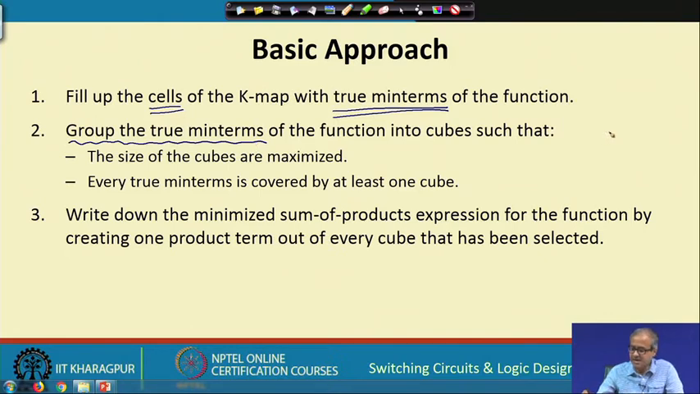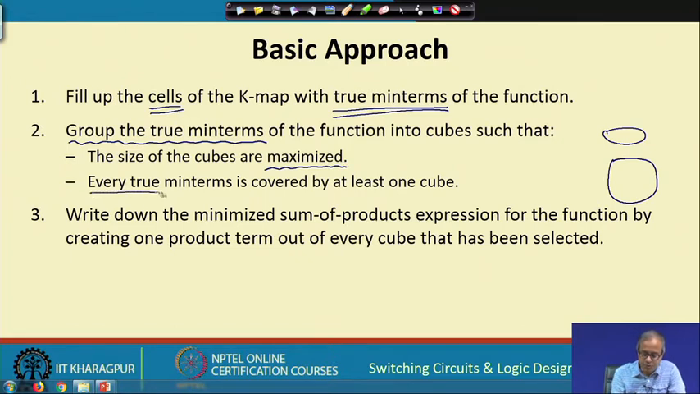As I said, I can group 2 of them together, I can group 4 of them together, I can group 8 of them together, and so on. This grouping will be carried out in such a way that we try to make the cubes as large as possible. We try to maximize the size of the cube, and also we should ensure that every true minterm in the function is covered by at least one cube. Okay?